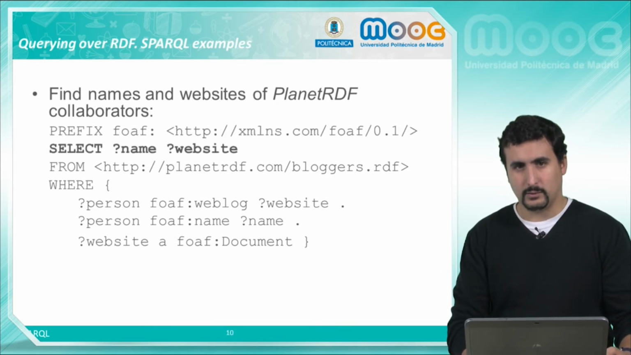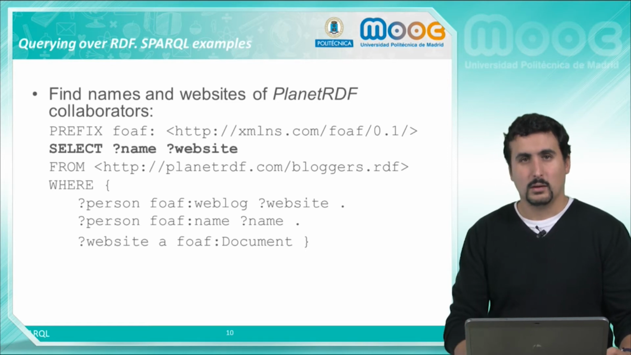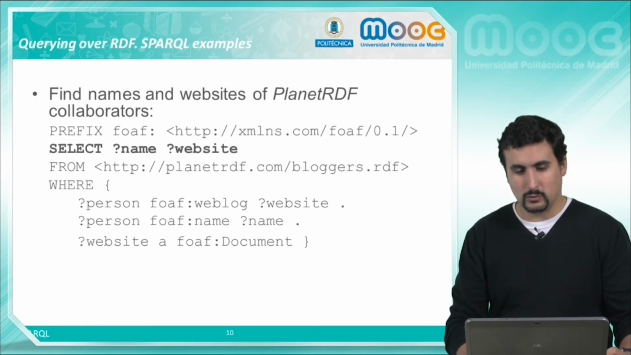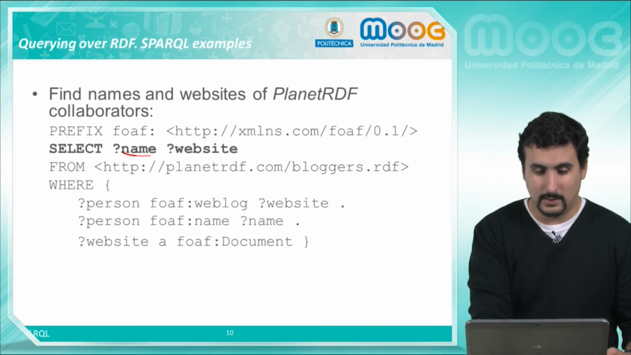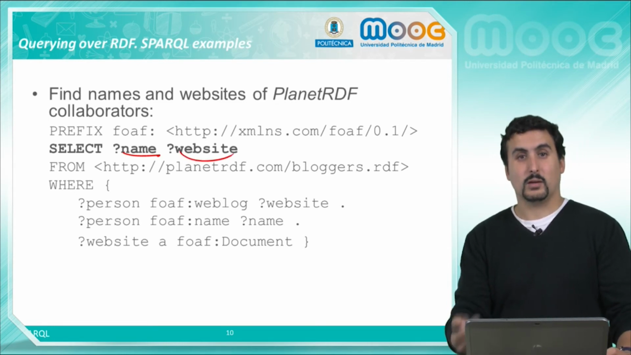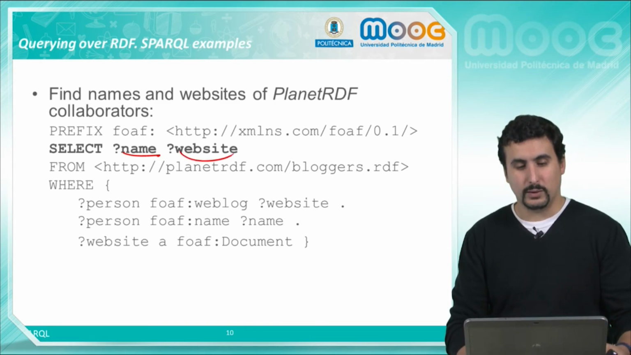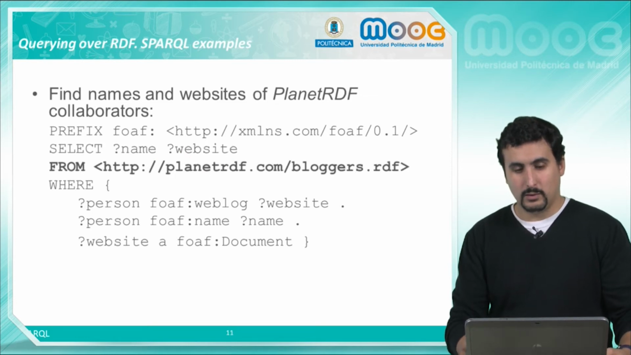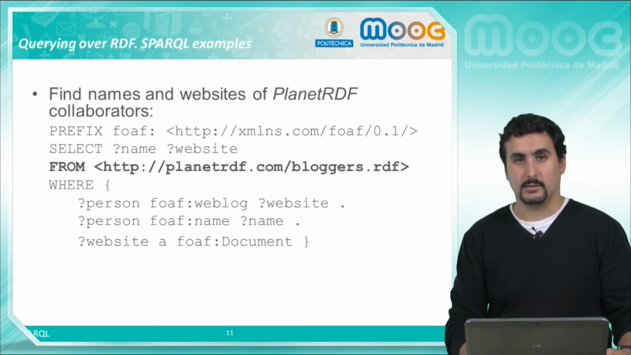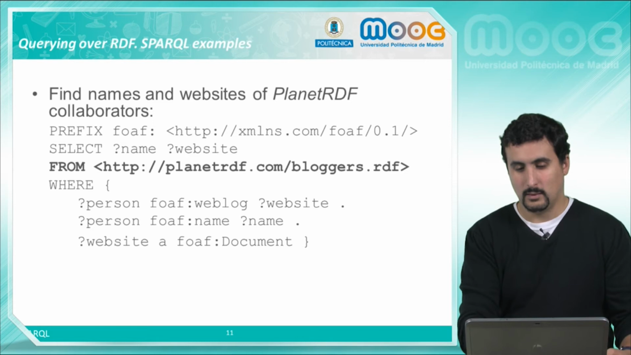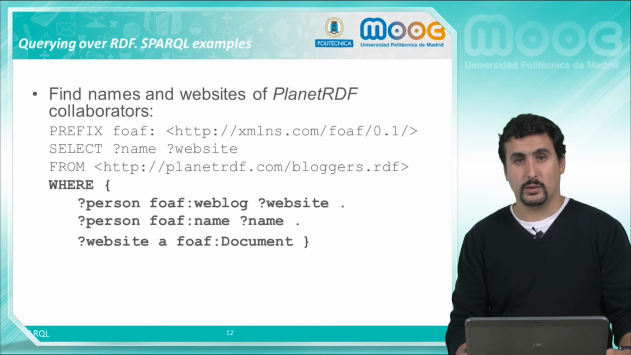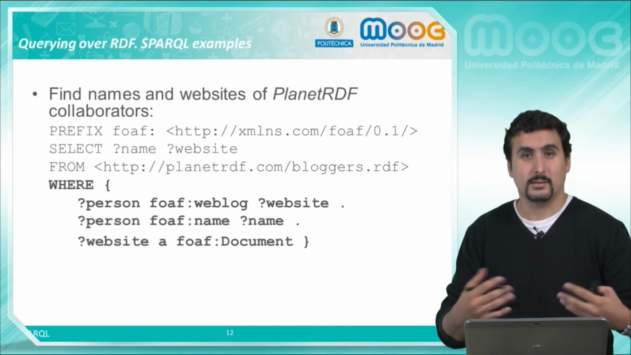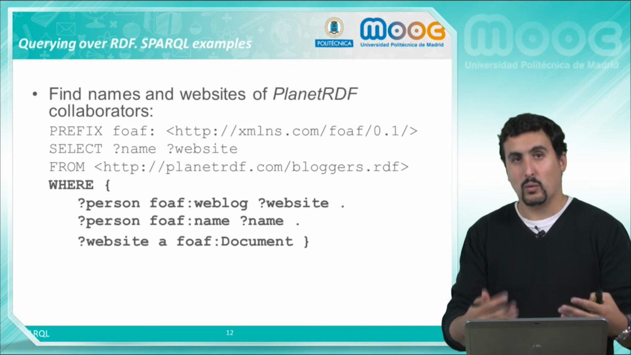Then we have the query form. In this case, we have SELECT, which is the most popular one, the most used one, in which we are specifying that we want to obtain, in this case, the name and the website. Those are the variables that we want to obtain, the information that we want to retrieve. We have the FROM clause, in which we specify the data source, the origin of our data, the set of triples that we are querying, in this case, this file over here. And finally, the WHERE clause, in which we specify the pattern itself. Here is where we say what we want to retrieve.